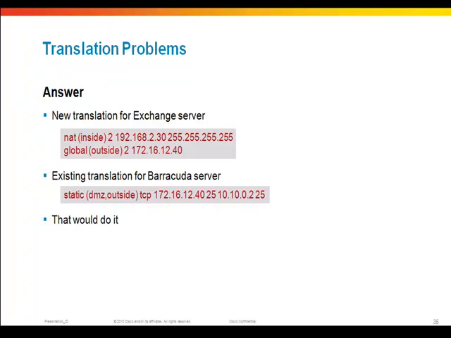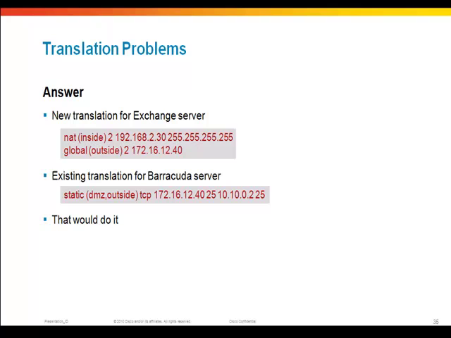The existing Barracuda translation is a static, like you see, static DMZ comma outside for TCP port 25 for the Barracuda server 10.10.0.2 to look like 172.16.12.40. But the Exchange server was taking the NAT global and looking like the interface IP address all along. So that was a problem. Now how do we make that look like what the Barracuda server is receiving email as?